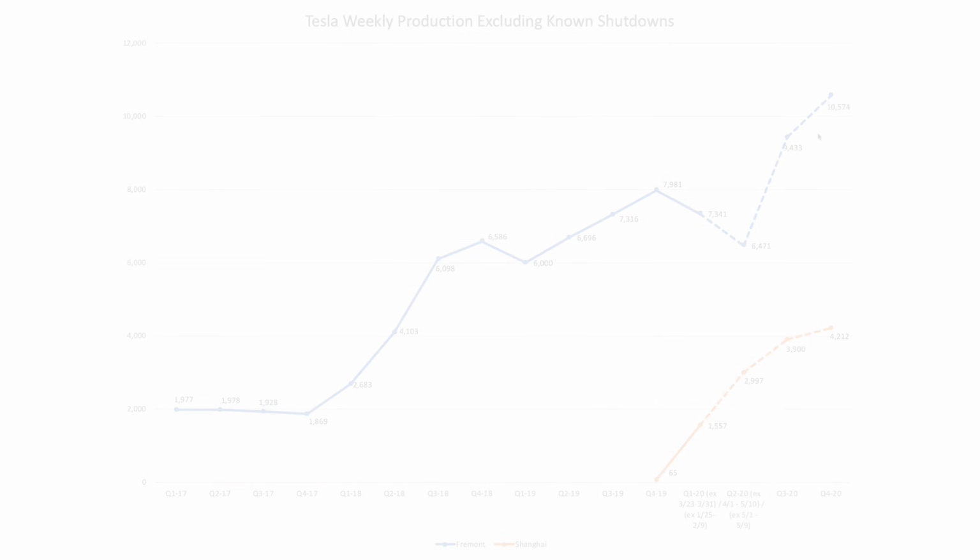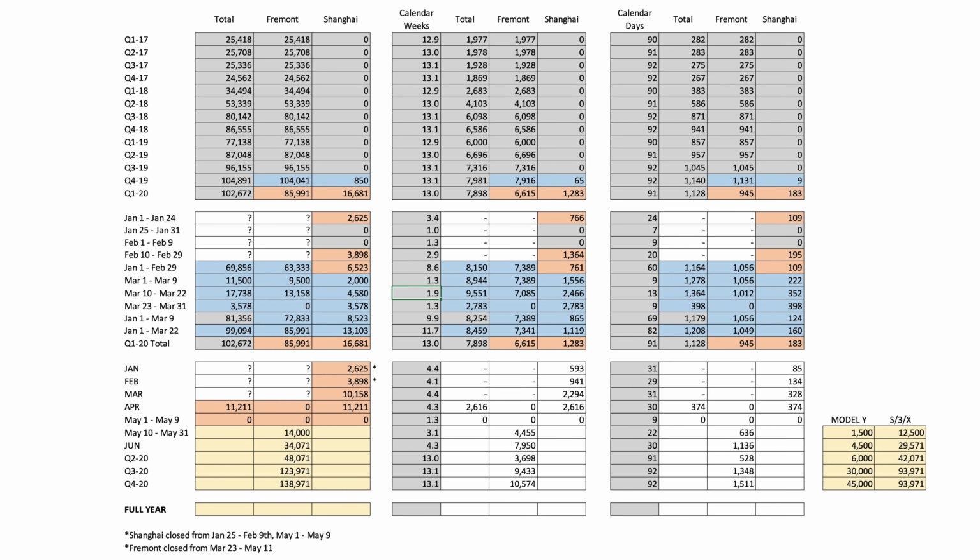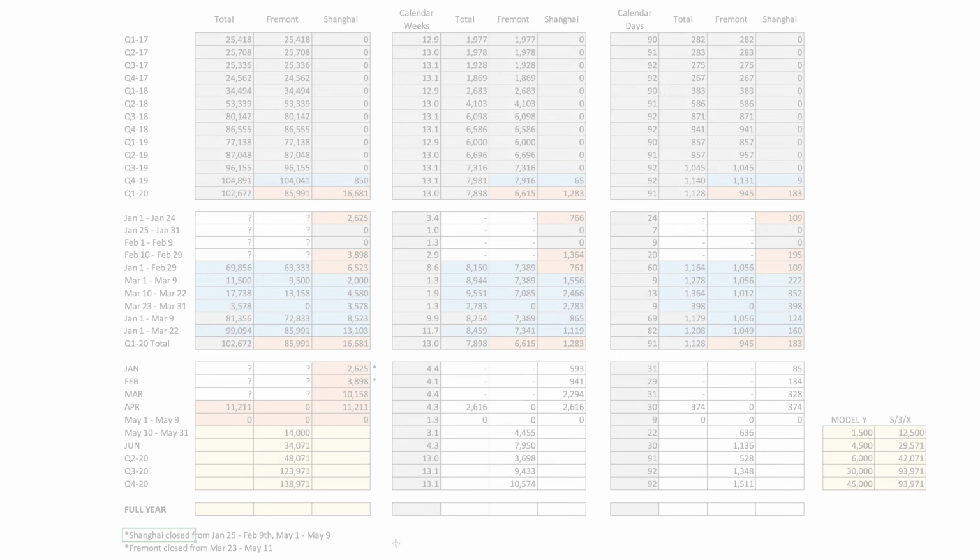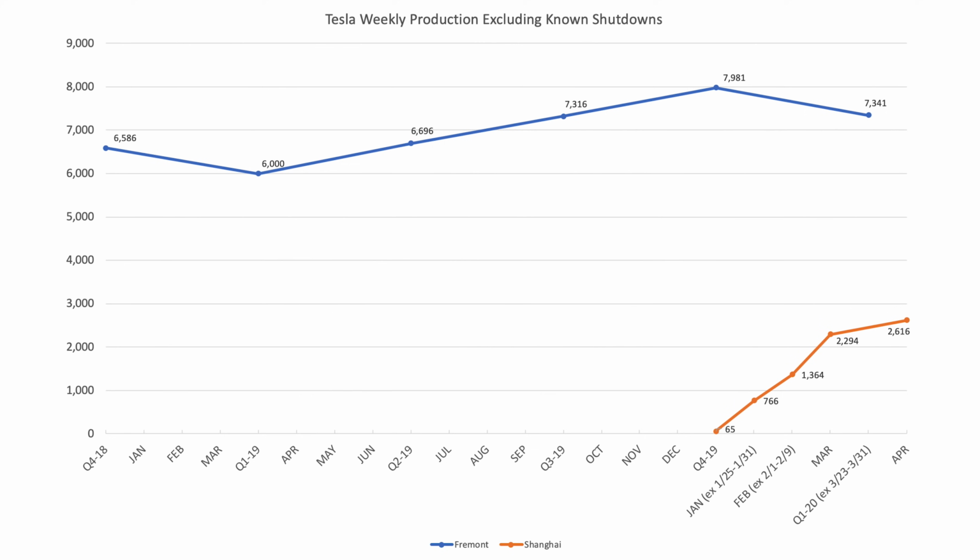So let's move on to Shanghai then. Again, here we had shutdowns in January, in February, in May. So again, I'm excluding those shutdowns from these weekly rates. And when you do that, you can see a very clear ramp up from Shanghai that I think we can be pretty confident in projecting.